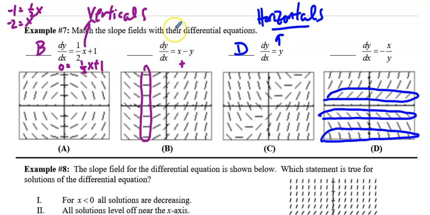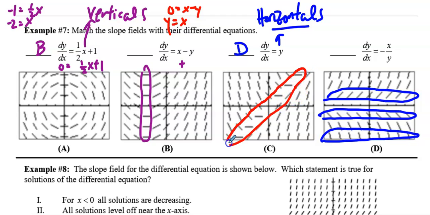So let's look at this one, x minus y. The easiest way to do this problem is to set dy/dx equal to 0. We've had this conversation in the previous video: I can move this over and say, okay, well, the line y equals x is actually going to have a slope that's equal to 0.